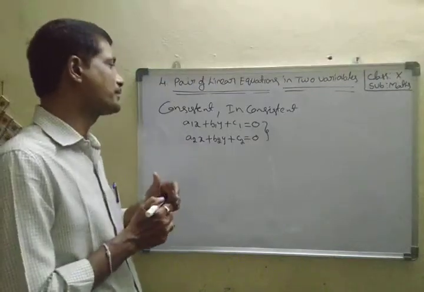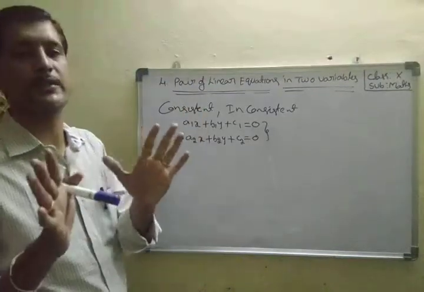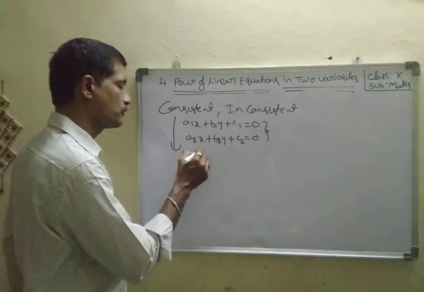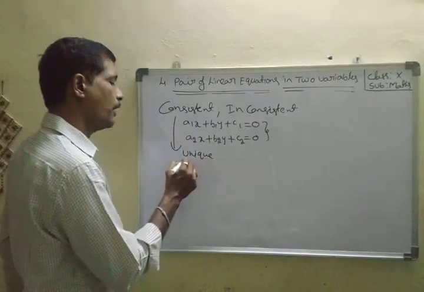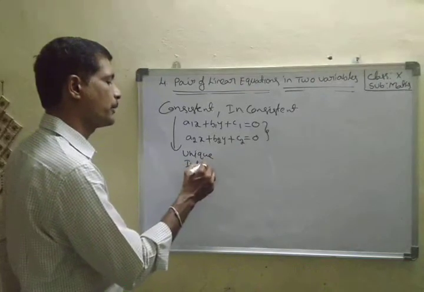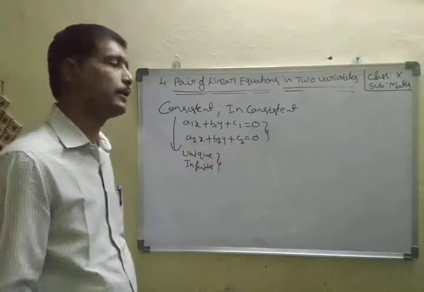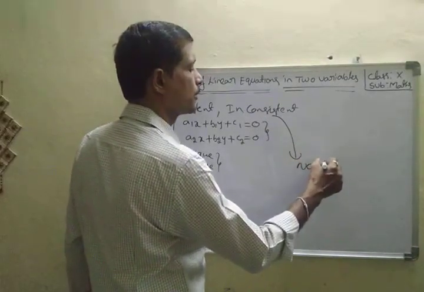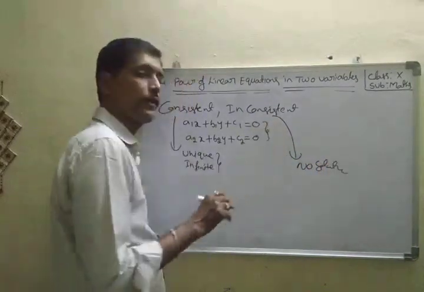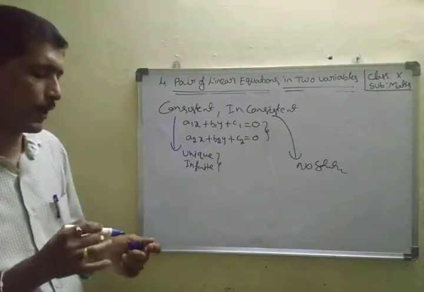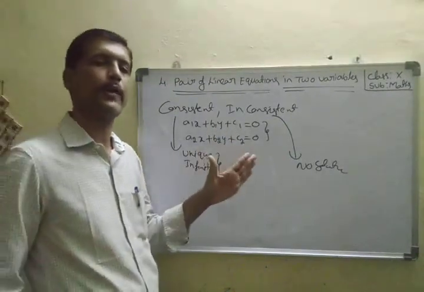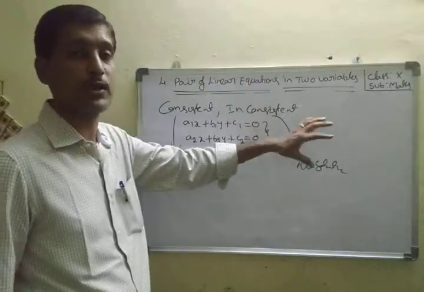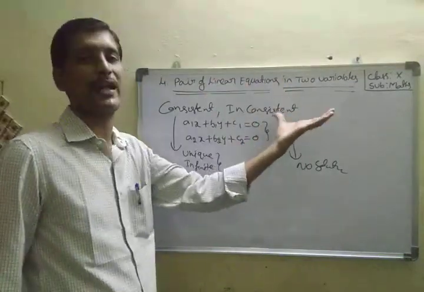Here consistent means these two equations have a unique or infinite solution, whatever it may be, that is called consistent. If it has no solution, that is called inconsistent. The two equations have no solution. The no solution condition is a1 by a2 equal to b1 by b2 not equal to c1 by c2. Therefore the two equations have no solution. No solution means inconsistent.